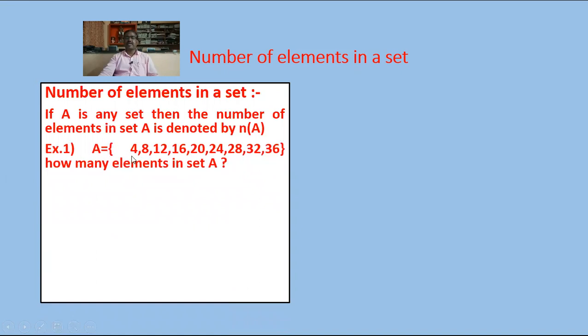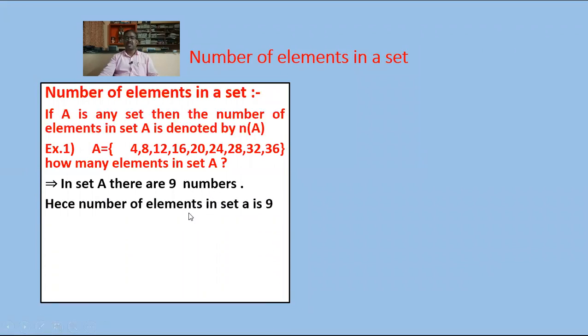Example: A contains 4, 8, 12, 16, 20, 24, 28, 32, 36. How many elements in set A? When you count, 1, 2, 3, 4, 5, 6, 7, 8, 9. Therefore, in set A, there are 9 numbers. Therefore, number of elements in set A is 9. Hence, n(A) is equal to 9. In this way, number of elements in a set is shown.